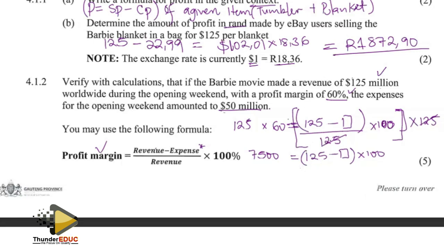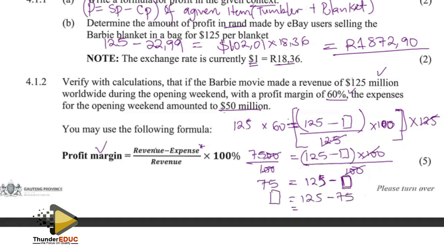Because we have multiplied by 100 here, so also here divide through by 100. This 100 goes with that, so we remain with 75. That equals 125 minus the box, which we are proving. The box is representing expenses. So if the box crosses over and the 75 comes inside, the box equals 125 minus 75. The answer becomes 50. And this is what we are proving.